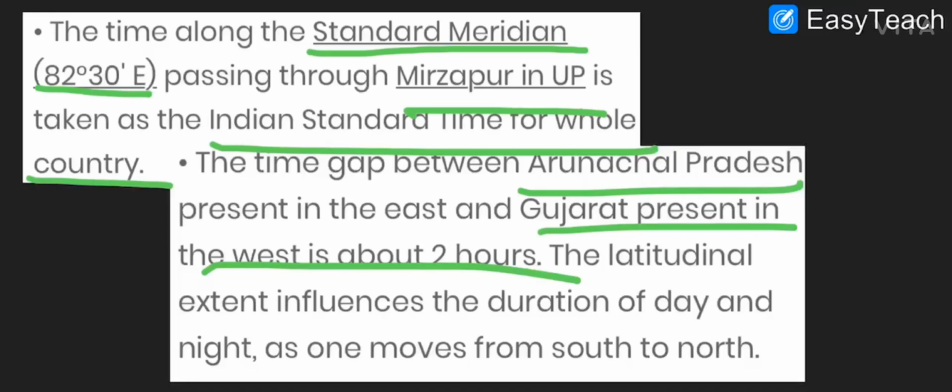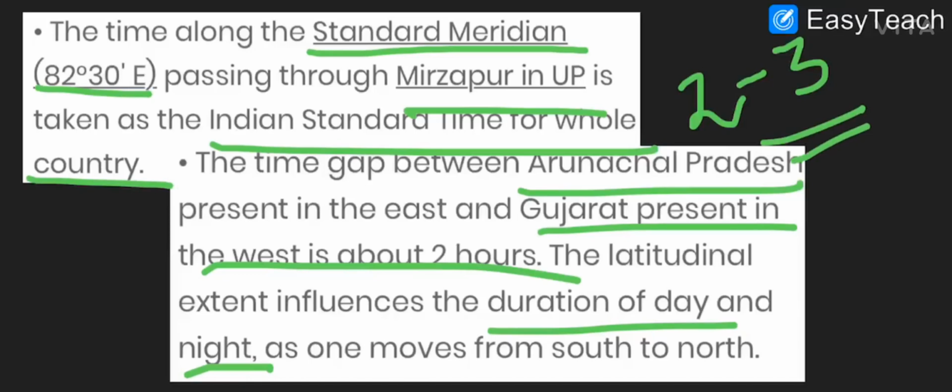Right? ऐसा नहीं होगा कि एक state अपना time follow करेगा, दूसरा state अपना time follow करेगा. It will create huge confusion. So the latitudinal extent influences the duration of the day and night as one moves south to north. Correct? So you can have this explanation in 2 to 3 marks. So it is important to know the time gap, Arunachal Pradesh and Gujarat, east and west, duration of day and night, the coordinates of the standard meridian and from where it passes. Okay, as simple as that.